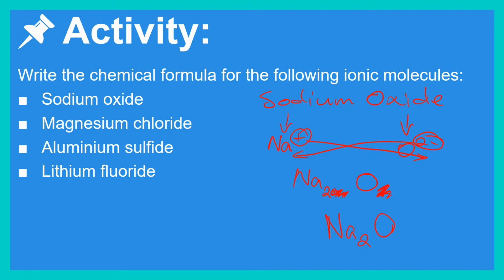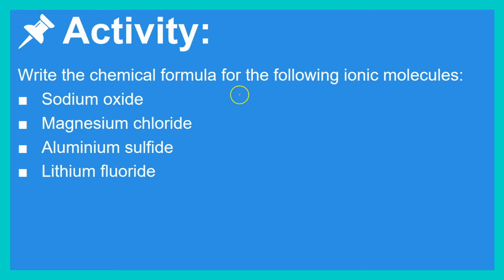So that's how you get sodium oxide. All right, I'm going to clear this and we're going to do the next one. All right, so the next one we're doing is magnesium chloride. Can't write a D very well there, but it's fine.